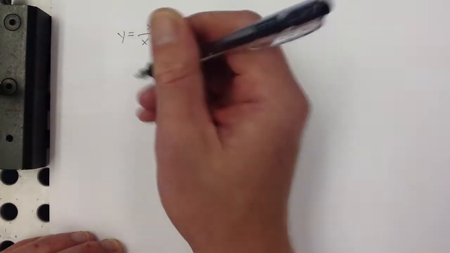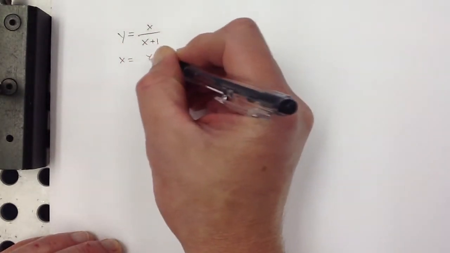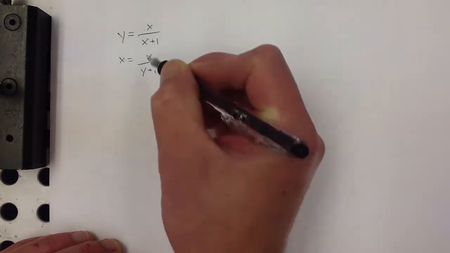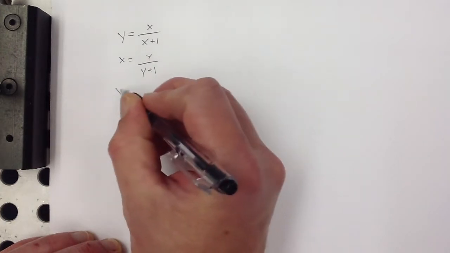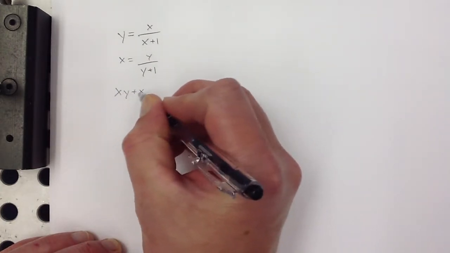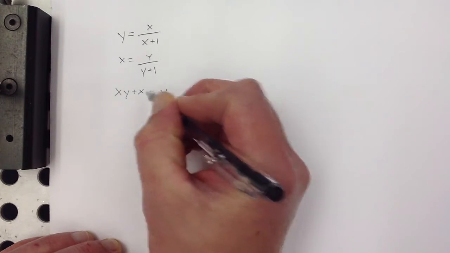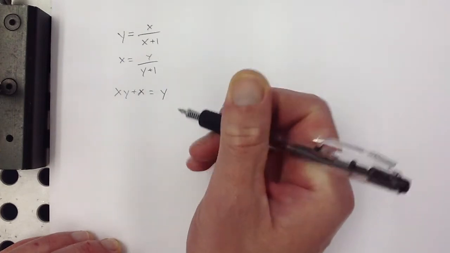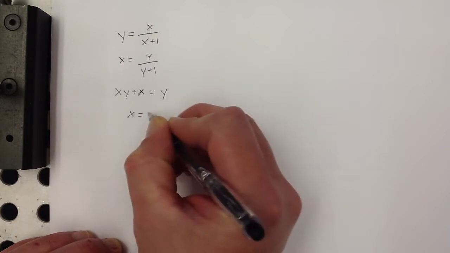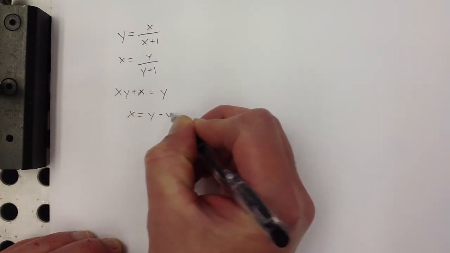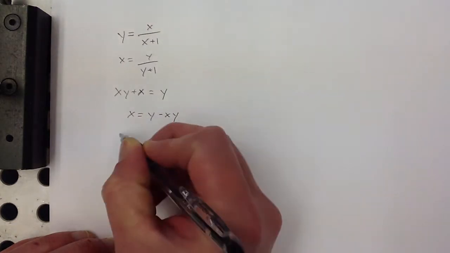To find the inverse of a function, we swap x's for y's. That's what inverses do. And then we solve for the new y. So to do that, I'm going to bring that up over here and go ahead and distribute, because I like to skip steps. How about you? And then I'm going to get all the y's onto one side. I'm going to factor the y out.